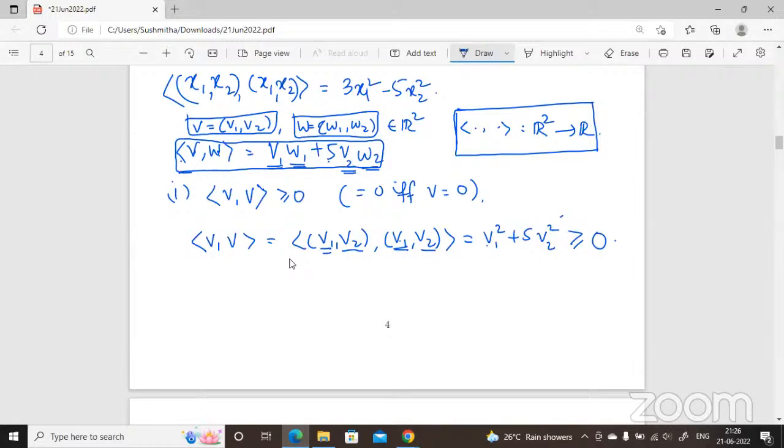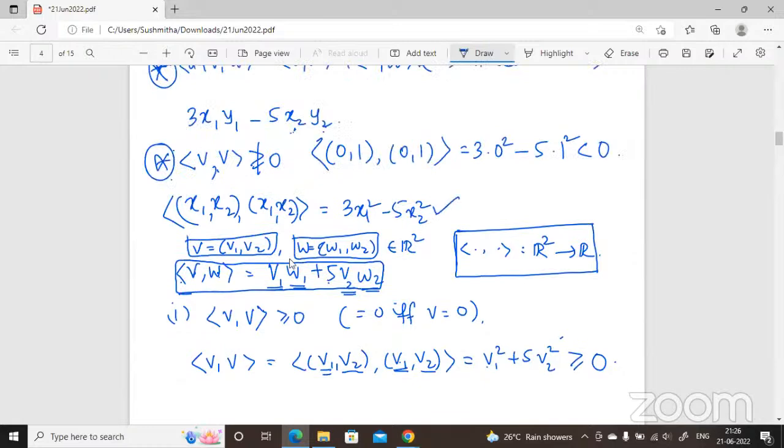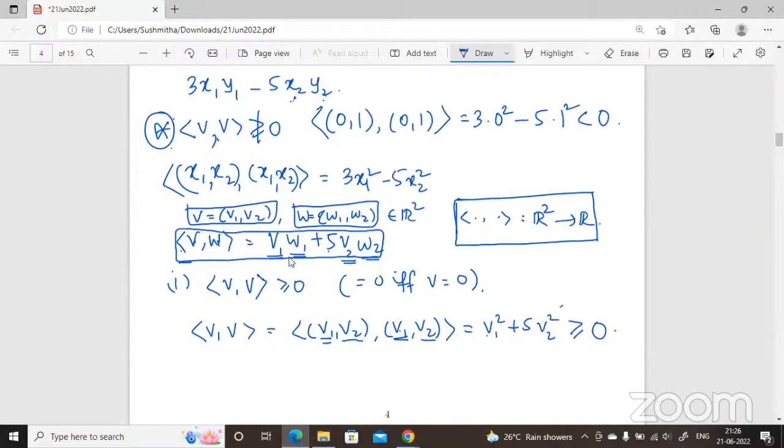Can you go back to that checklist? This one, the rules. So this is not a rule, this is a trick. Suppose you had a minus. If I had V1 W1 minus 5 V2 W2, then this would have been a problem, right?